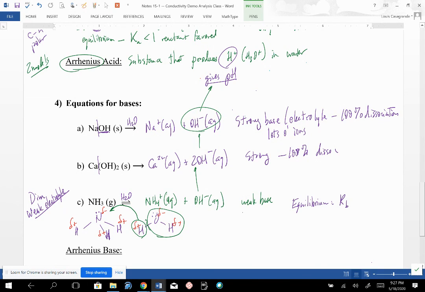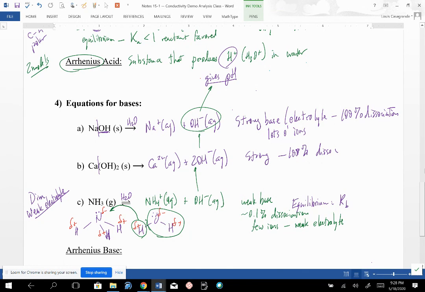Like acetic acid, the dissociation is about 0.1% dissociation. So much, much less than 100%. And few ions. So, as I said, a weak electrolyte.